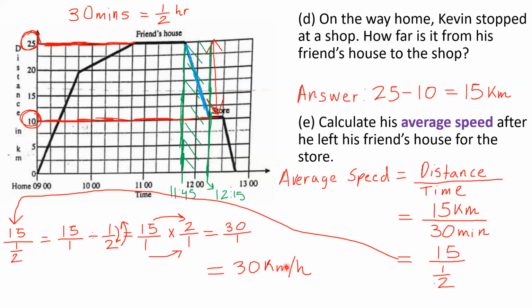Question, do you all understand how we got 30 kilometers per hour? Let me know, please. Yes, sir. Okay, good.